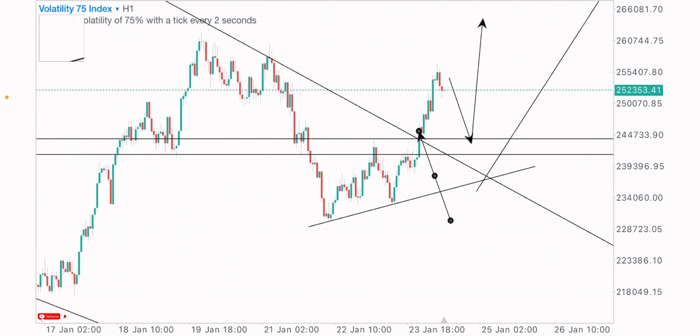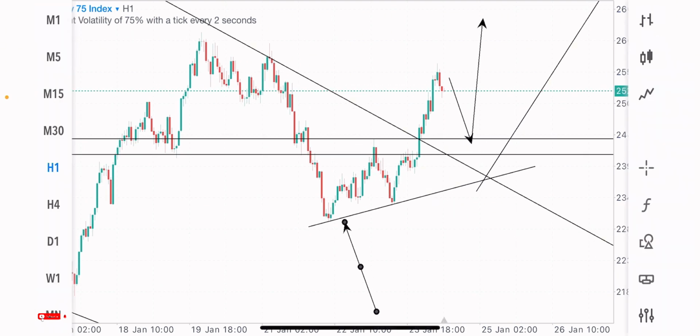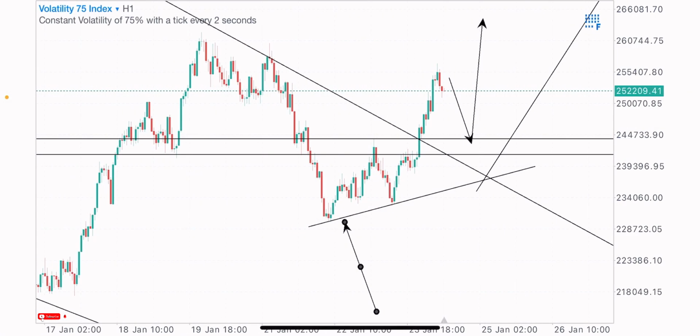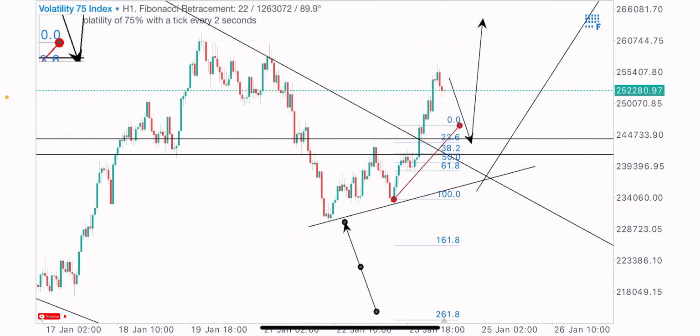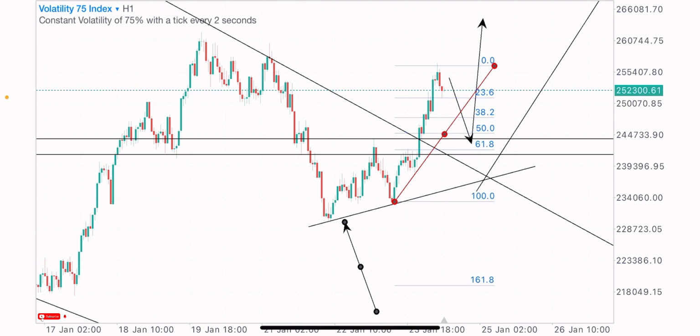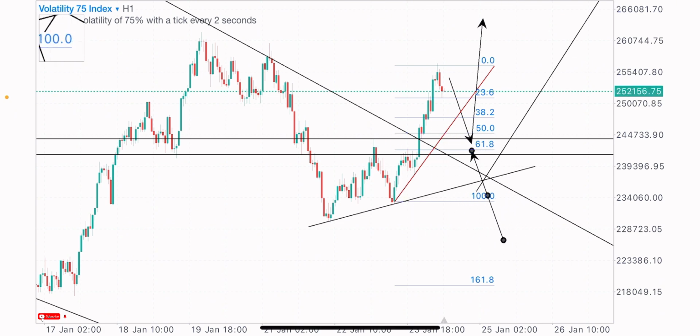And for confirmation of this buy level, we can bring up our Fibonacci retracement, matching it from the swing lows to the swing highs. We can see that this identified level is matching up with the 61.8 Fibonacci retracement level and the 50.0 level, which are good retracement points.